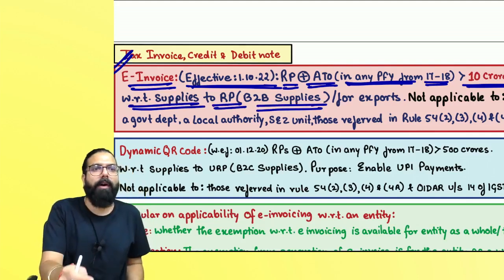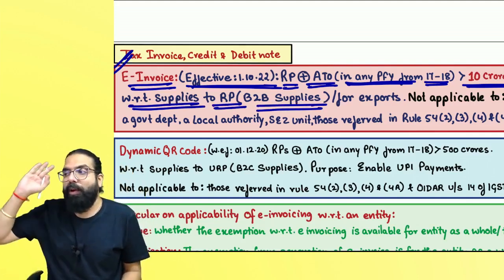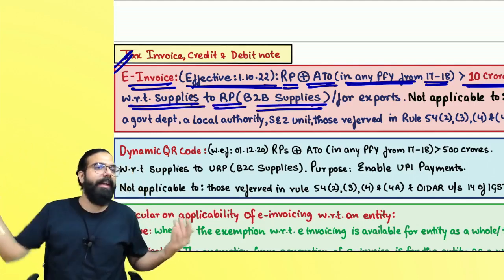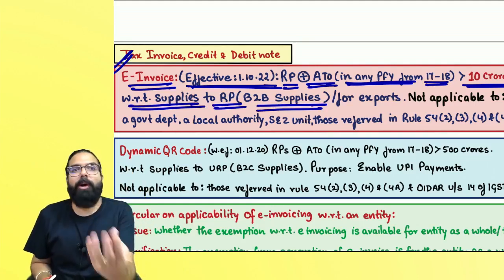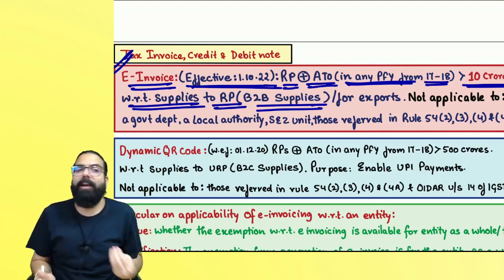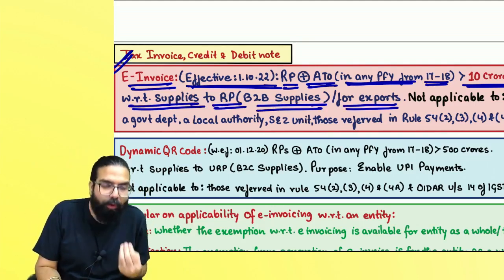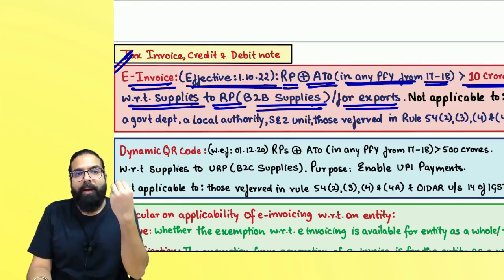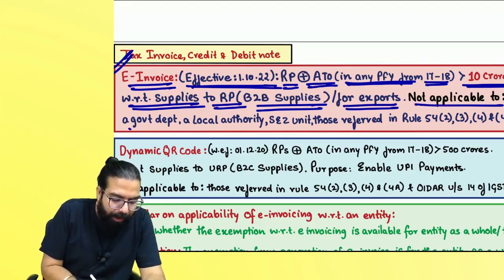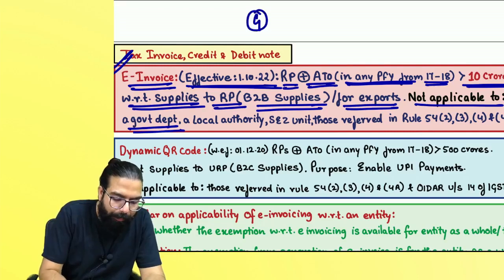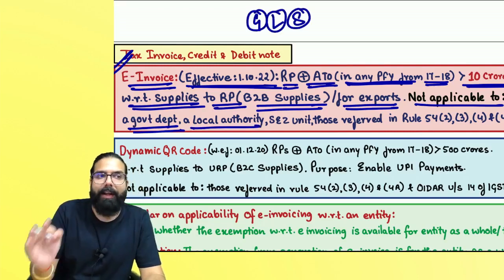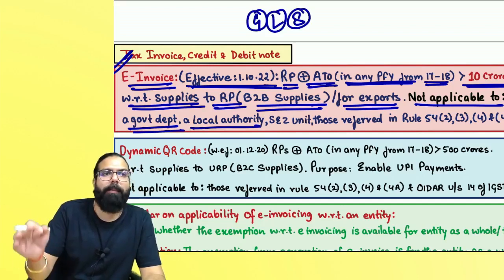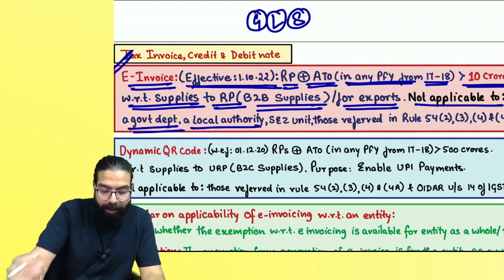And also remember, even when you are doing an export, the person outside India might be an unregistered person, a B2C supply, but still you are required to do what, everyone? Invoicing for export. And it is not applicable to a government department, L for local authority, and S for SEZ unit. E-invoicing is not applicable for government department, local authority, or SEZ unit.